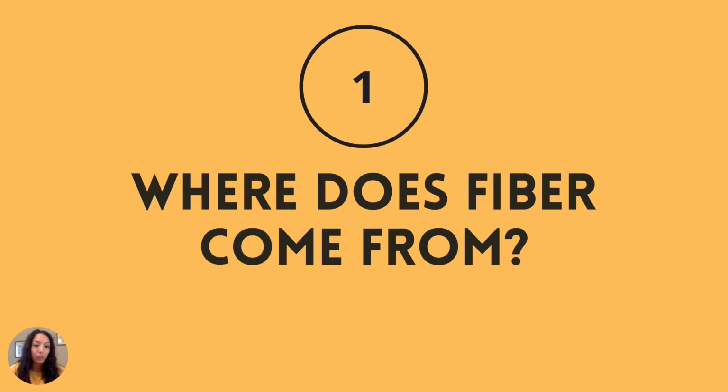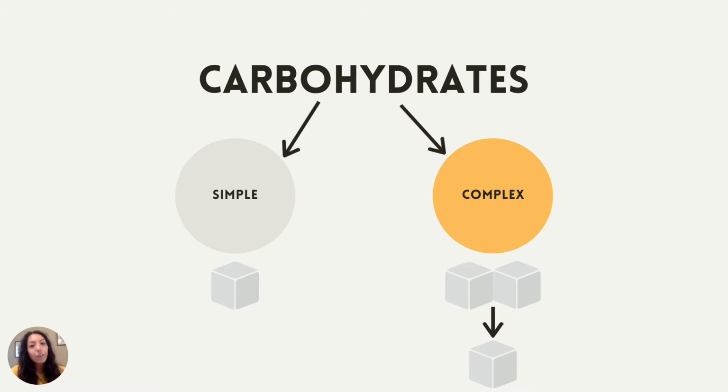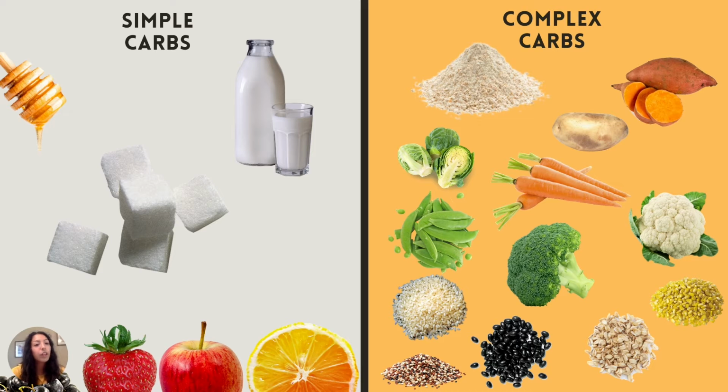So where does fiber come from? Fiber comes from carbohydrates. We have our simple carbs and our complex carbs. Our simple carbs are quickly digested because they are already in the simplest form, whereas complex carbs take longer to digest because we need to break them down before we can absorb them. So here are some examples of simple carbs and complex carbs.